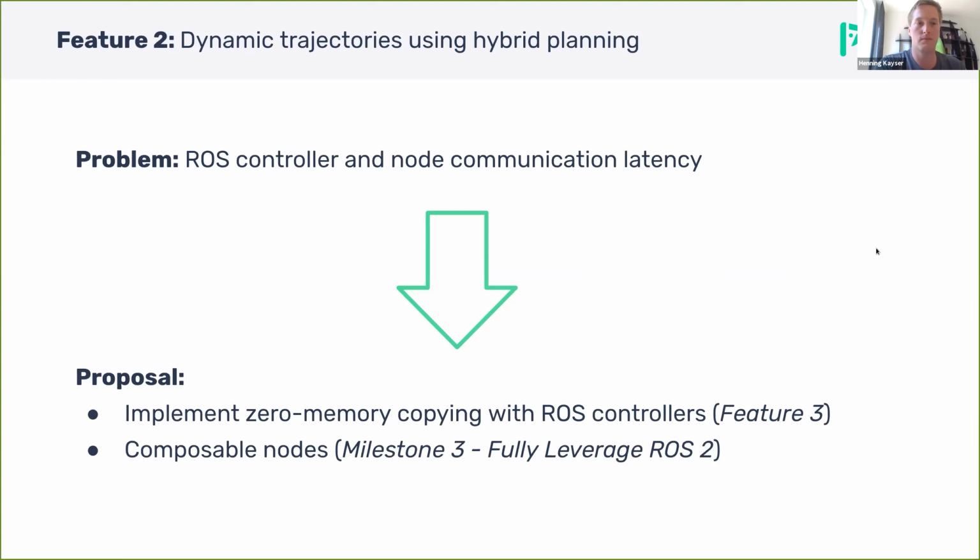So there's still just one problem. ROS controller and node communication latency will probably still not allow that fast update rates that we need. So in order to allow running all of that in a safe way, we will implement zero memory copying with ROS2 controllers, and probably we also run composable nodes in MoveIt, which belong to Milestone 3 for fully leveraging ROS2.